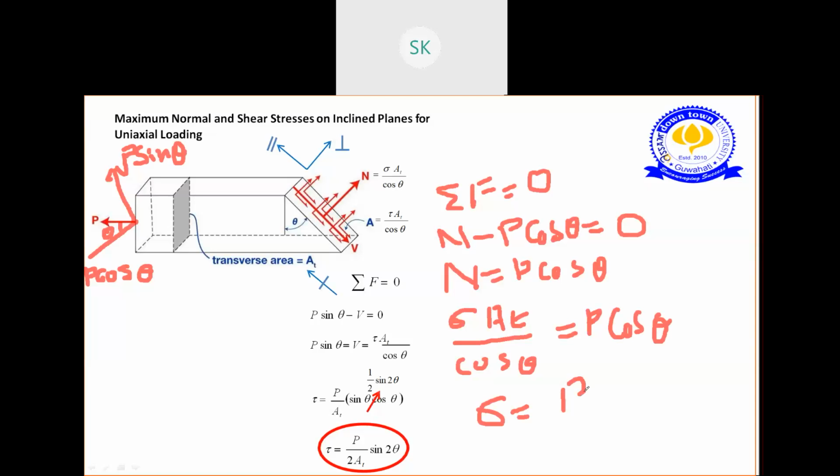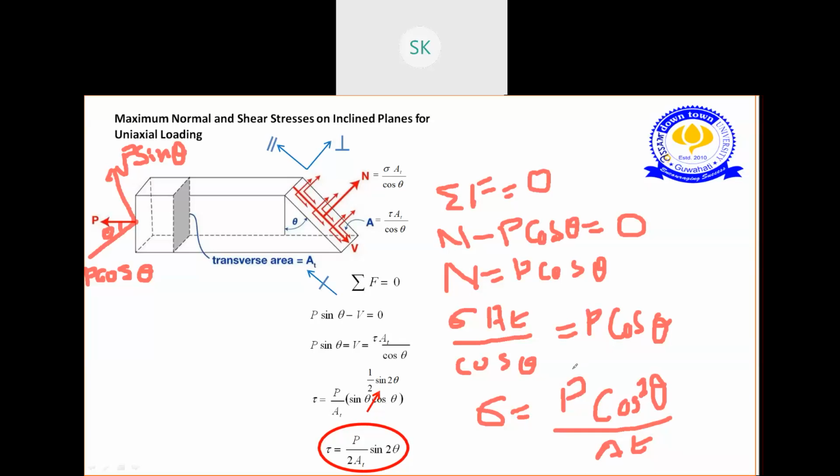So what will be your sigma? Your sigma will be P cos square theta by A0. So you got the relation between sigma and P. Your sigma is P cos square theta by A0.